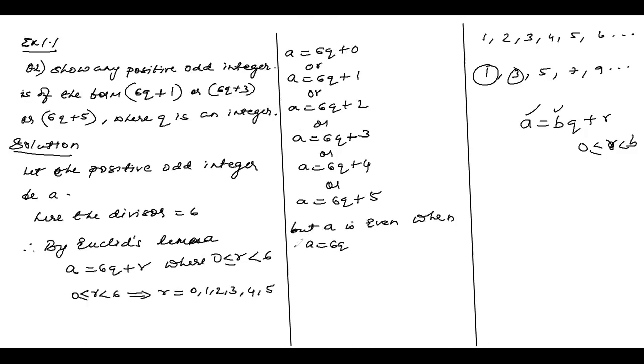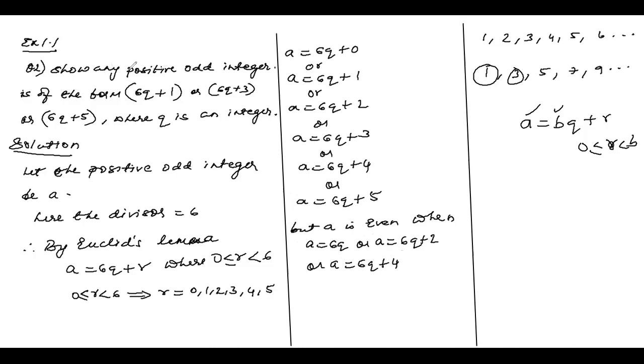A is an even number when A is equal to 6Q, or A is equal to 6Q plus 2. If we add 2 to 6Q, naturally it's going to be an even number. 2 is common, right? Got it? Or A is even when A is equal to 6Q, or 6Q plus 2, or 6Q plus 4. In all these cases, you see A is even.